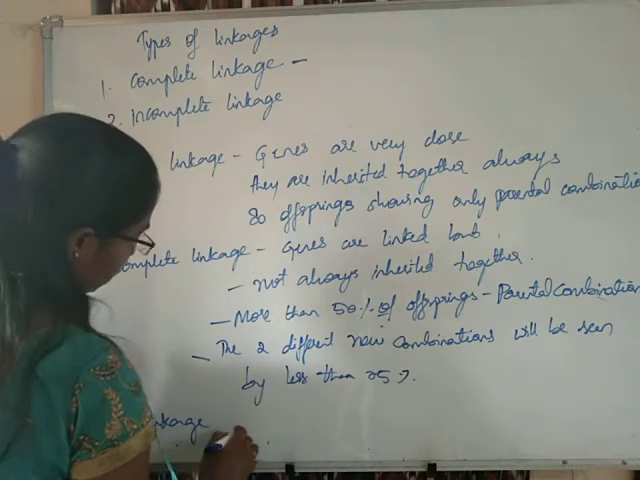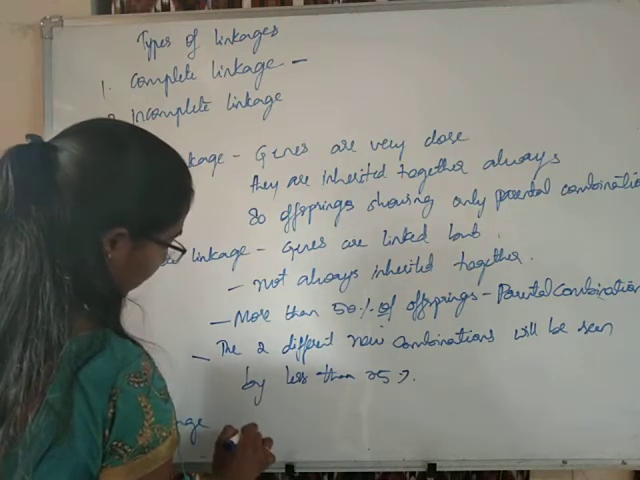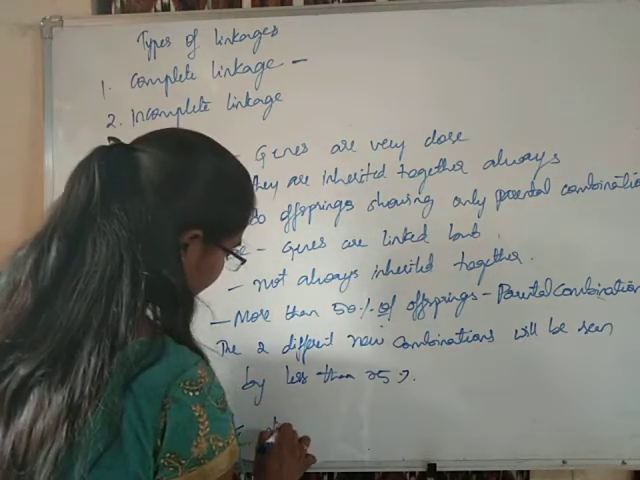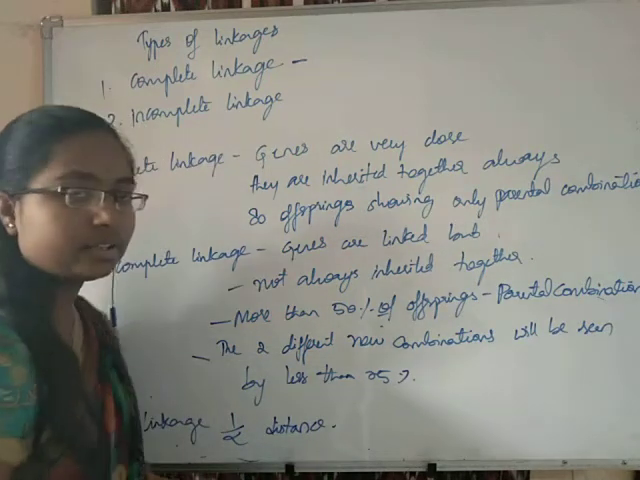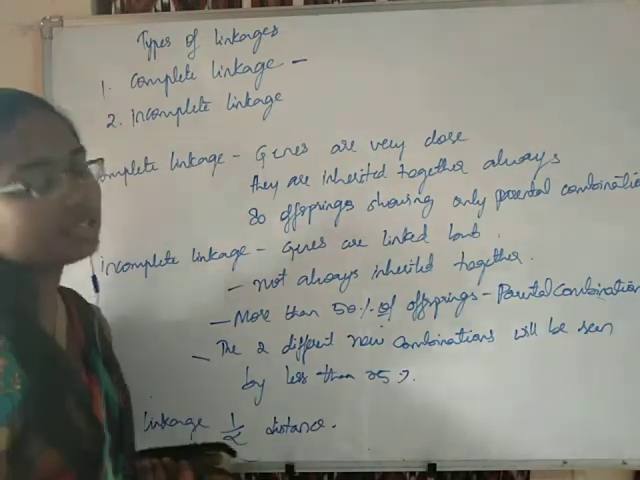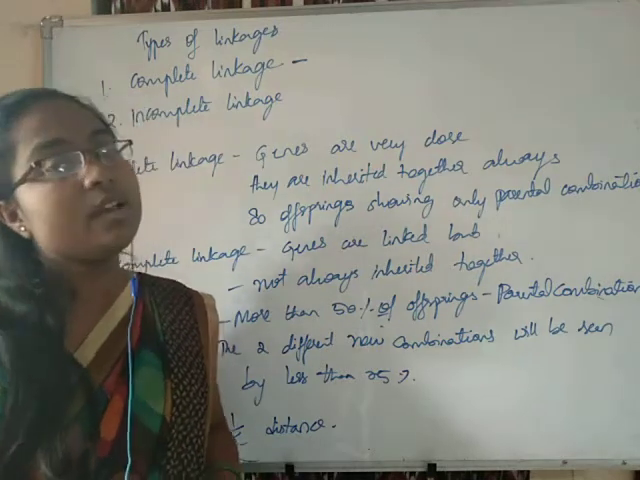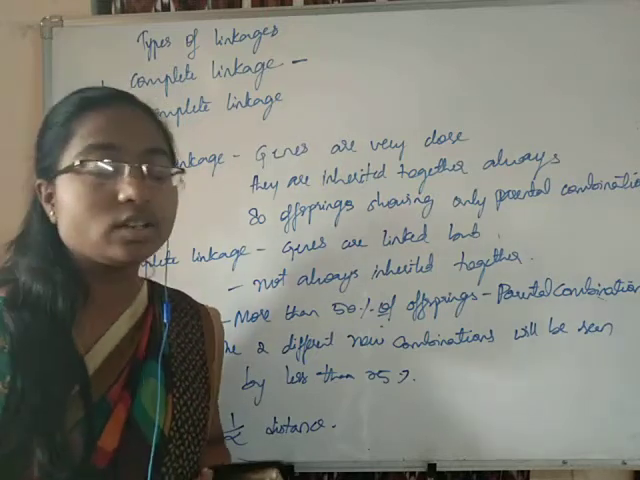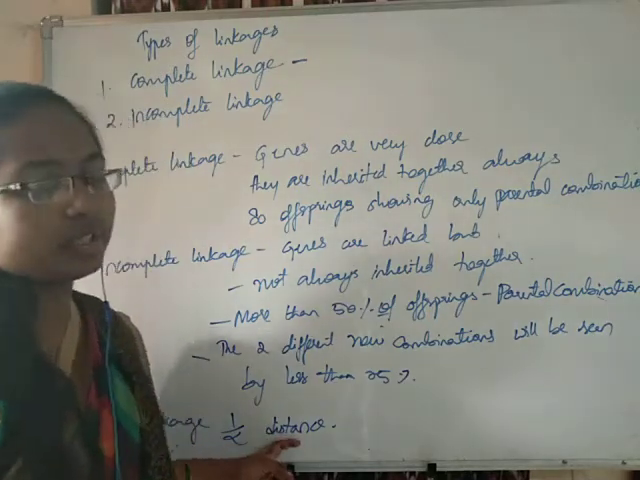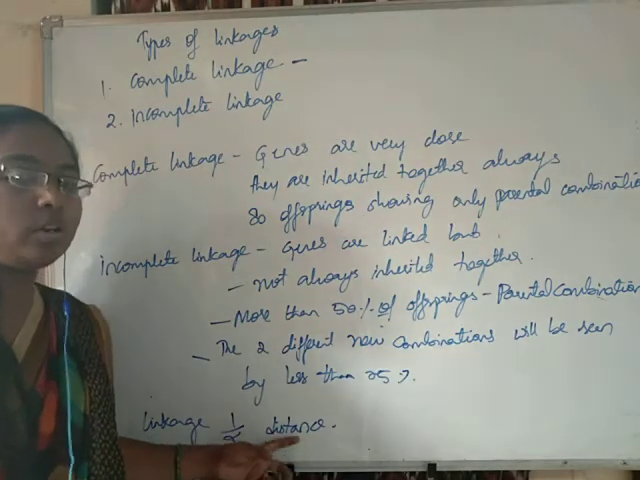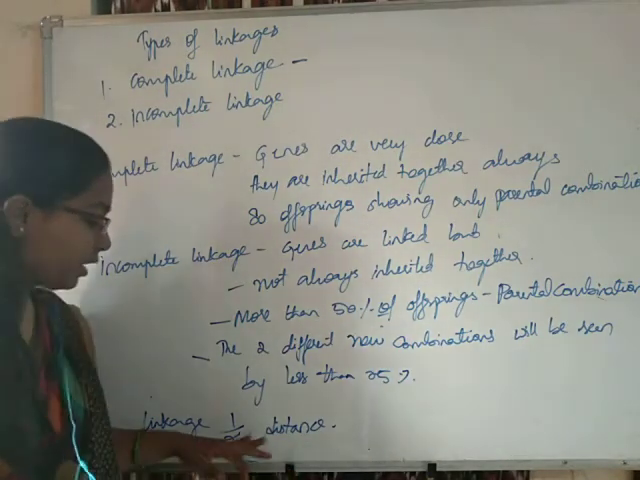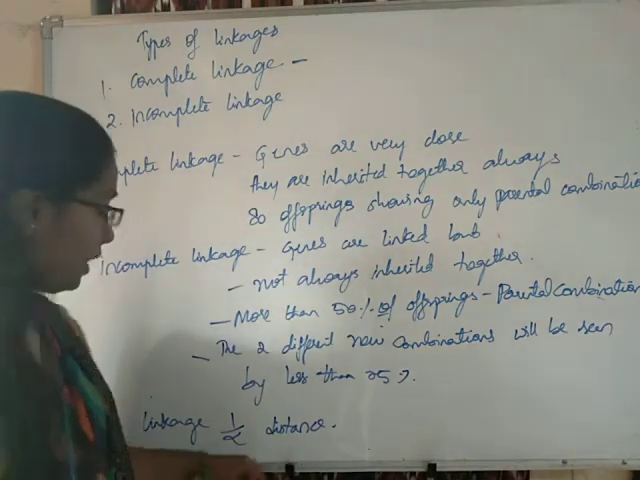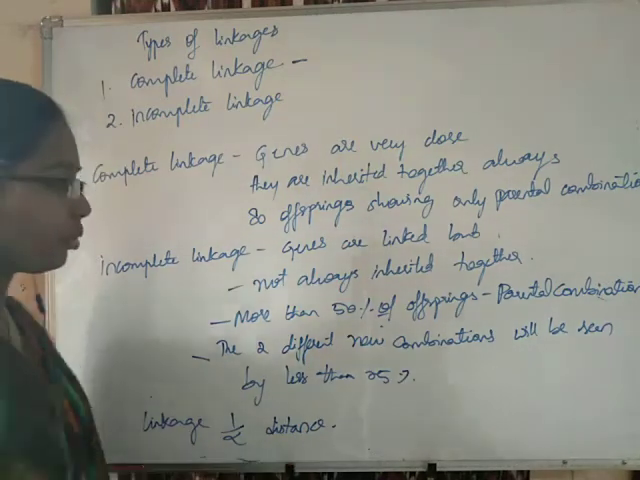Okay, linkage is inversely proportional to the distance. So, the more the distance, the lesser will be the linkage. Closer the distance, more will be the linkage. Less distance, more linkage. More distance, less linkage. In that way, the strength of linkage and distance are inversely proportional to each other.